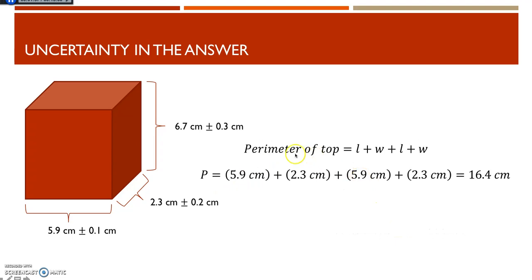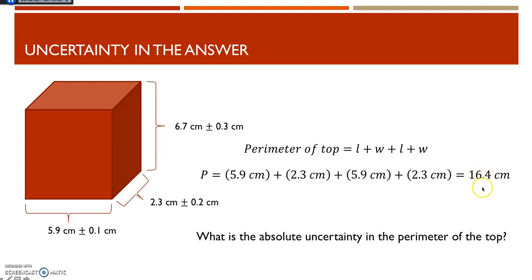Now, say I want to determine the perimeter of the top of this box. Okay, so I'm going to add the length plus the width plus the length plus the width together to get the perimeter of the top. And you can do that math. This is going to be a sum, and we have 16.4 centimeters. Again, following my sig fig rules where I'm keeping the least number of decimal places, which is just one decimal place.